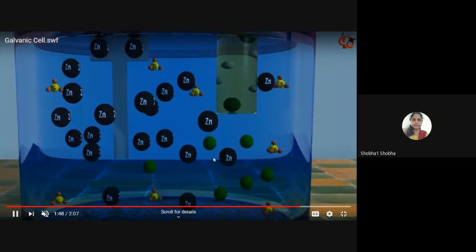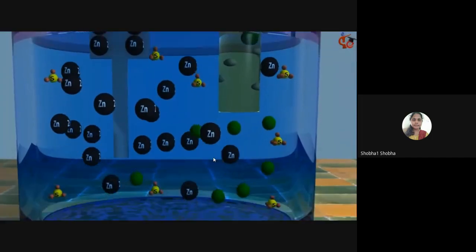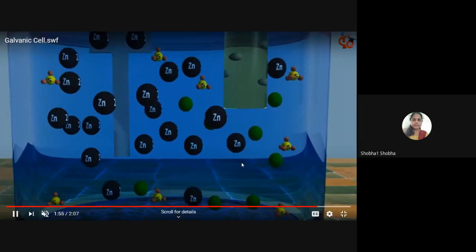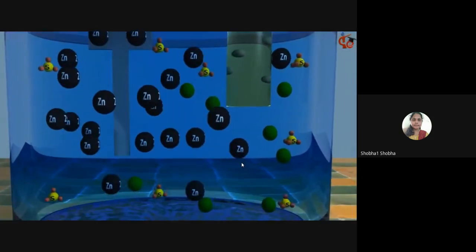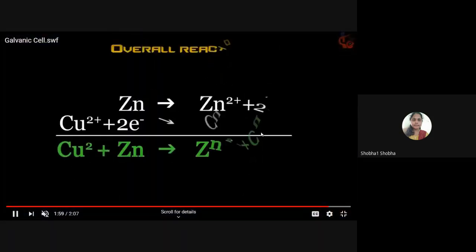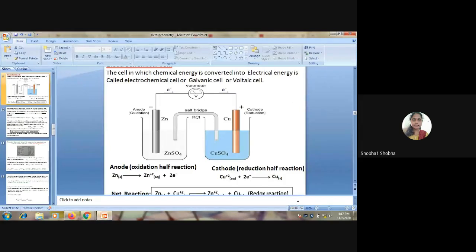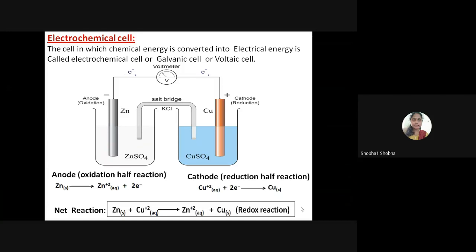zinc plus 2 atoms are increasing. That means positive ions are increasing. Therefore, negative ions are entering into it to make the neutrality. Electrical neutrality, the Cl minus are coming, right? So, the net reaction is this one. So, that is about my electrochemical cell. Hope you understood very well about this electrochemical cell.